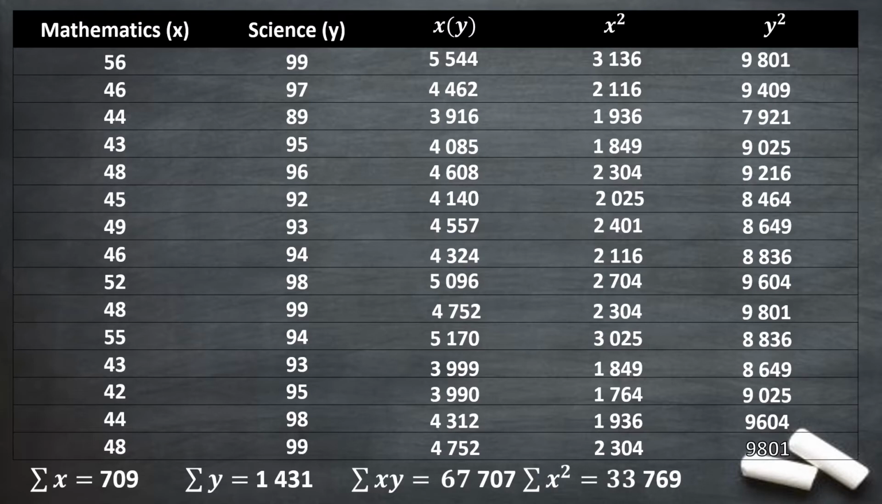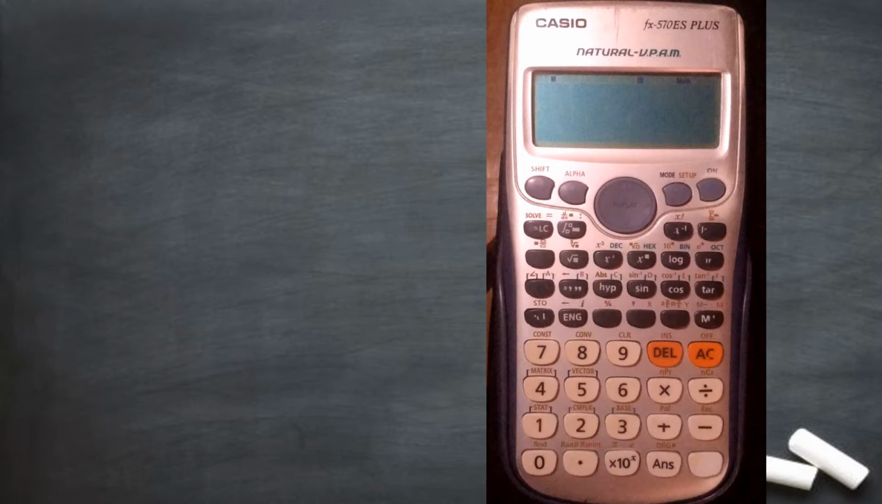Next, the summation of x squared. Adding all the numerical values in the column of x squared, we will have 33,769 as the summation of x squared. And for the last column, adding it up, we will have the summation of y squared as 136,641. If you cannot follow the instructions here and you cannot manipulate your own calculator, all you have to do is send me a picture of your calculator and from there I will guide you.